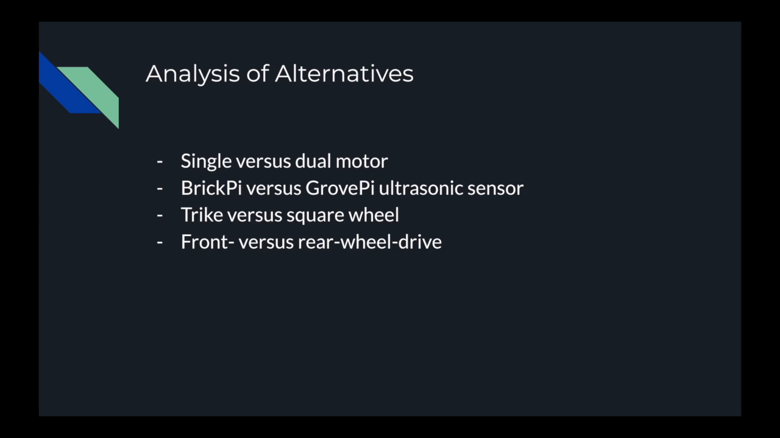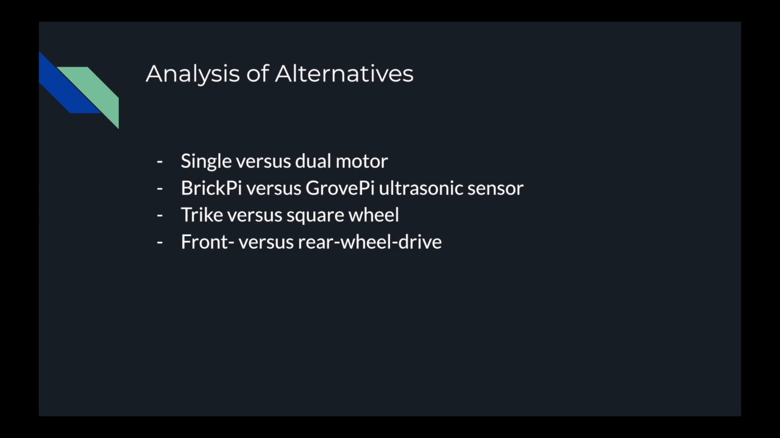Next, we moved on to BrickPi versus GrovePi ultrasonic sensor. This is a pretty simple decision. We chose the BrickPi ultrasonic sensor ultimately because it integrated with the other LEGO components far more easily. We then went on to see whether a trike versus a square wheelbase was in order, and pretty quickly we realized that the square wheelbase was going to be optimal just due to the ease of creation around the sensor mounts and everything.